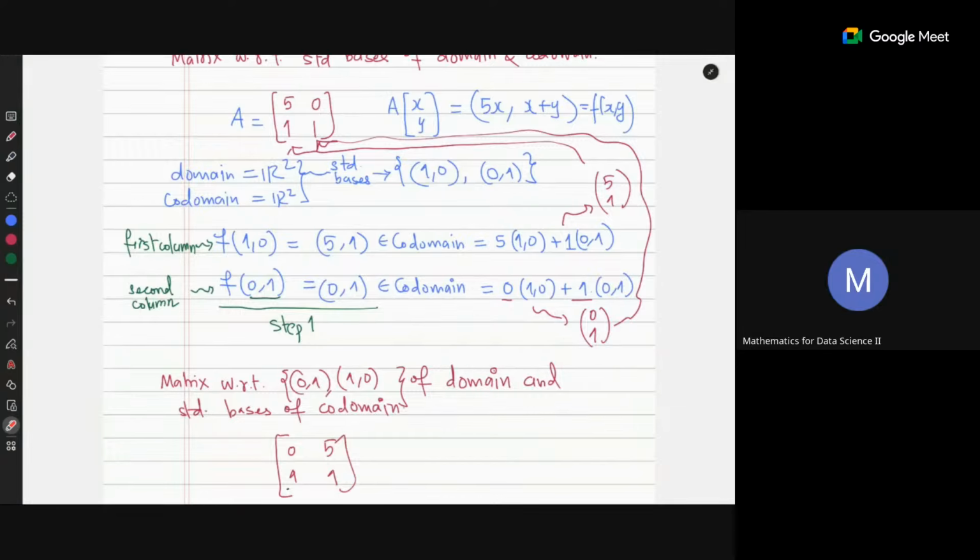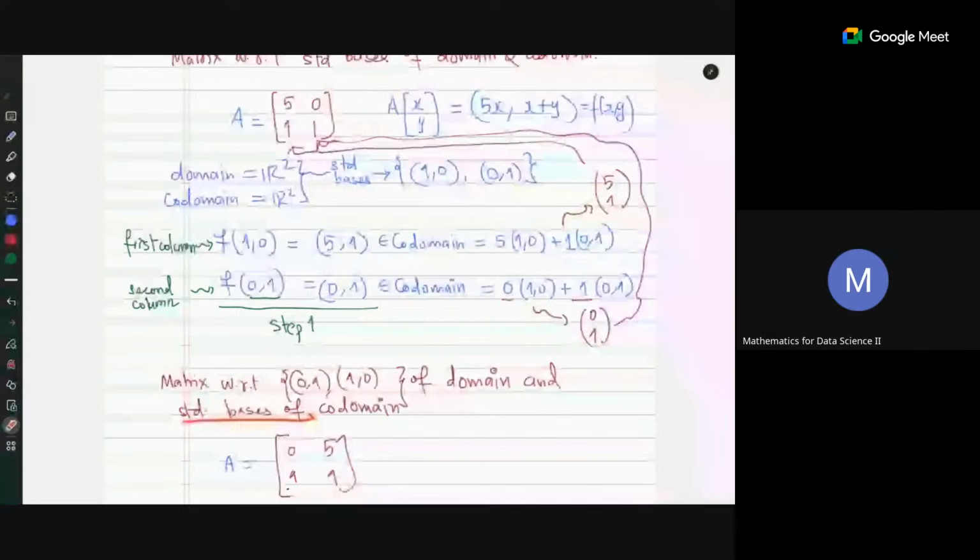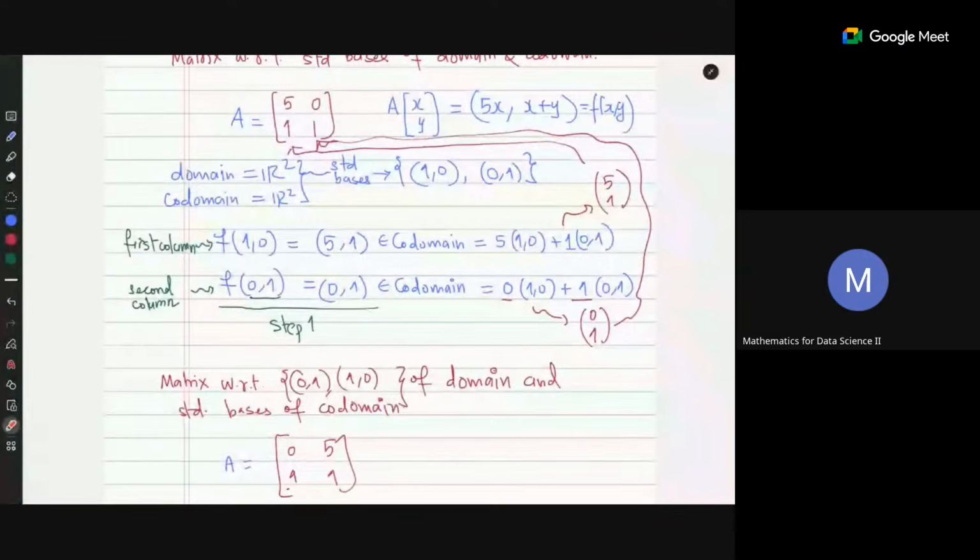Okay. The matrix changes, right? Because I have taken this basis for the domain only, so keep this in mind. I have kept the basis for the codomain to be the standard basis. So in the columns, the entries will be the same, but the order of the columns will change.